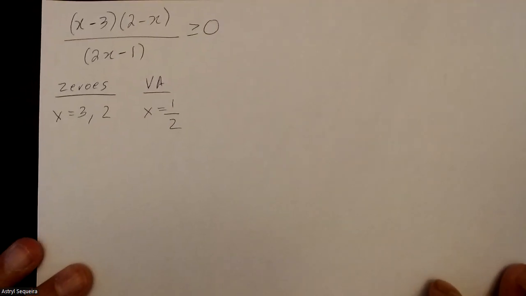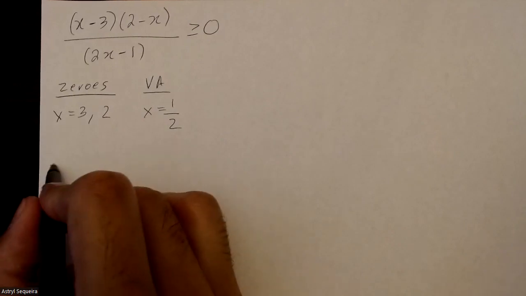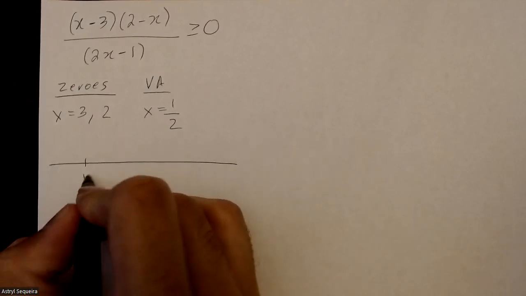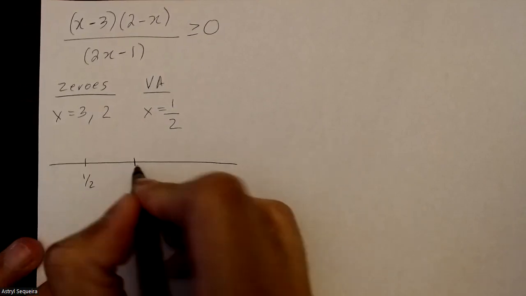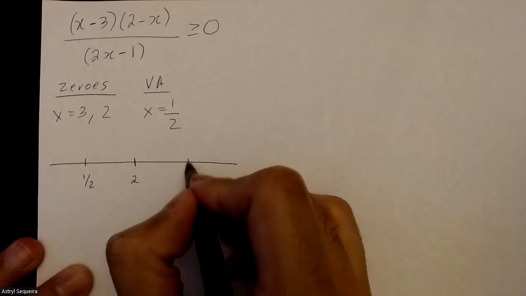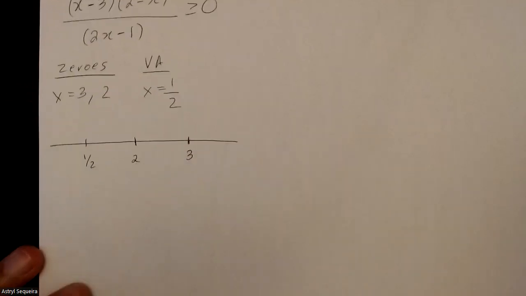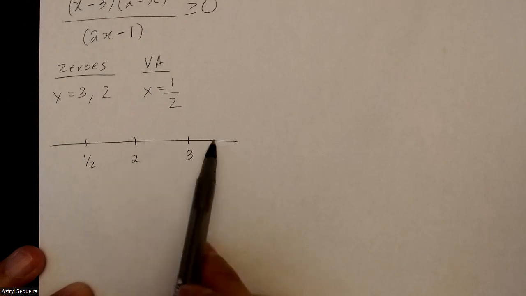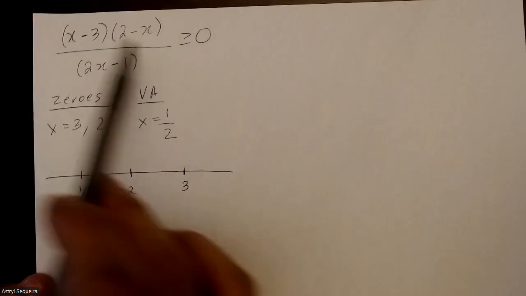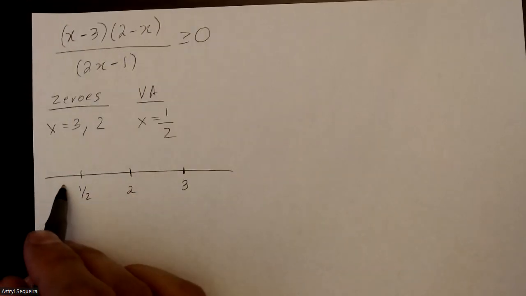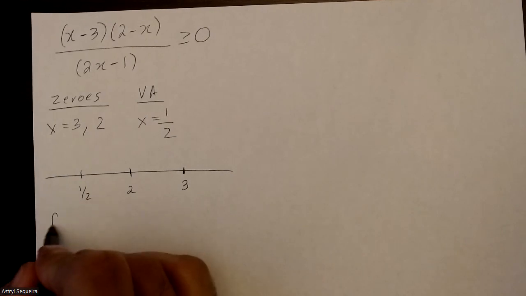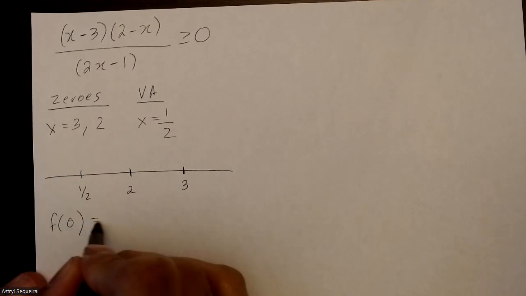The next thing I want to do is put these on a number line. So 1/2, 2, and then +3. Then I want to test out all four ranges here in this inequality. I'm going to start with testing a value less than 1/2. So I'll start with testing f of 0.